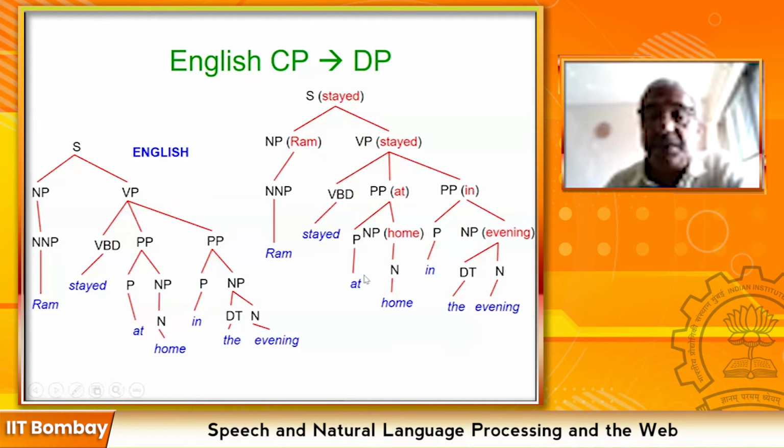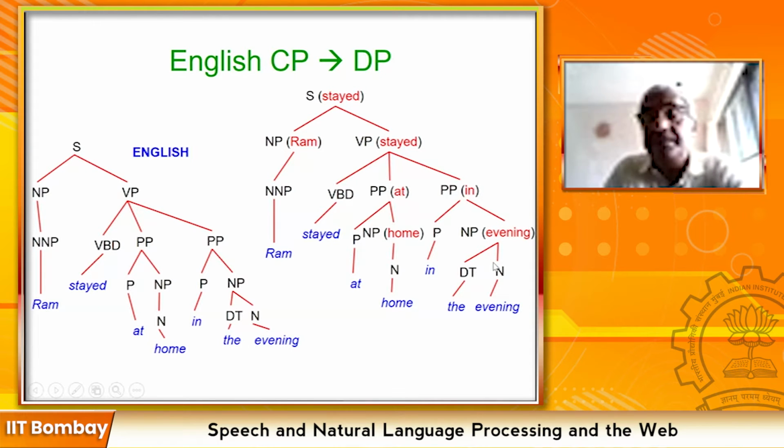We come to the preposition phrase at home. Here, for preposition phrase PP, P is the head, preposition is the head. So at is percolated up and it sits at PP. Similarly, home gets percolated up through N and sits at NP, home. In the evening, this is a preposition phrase. So in begins to travel up and sits at PP. The evening, evening is the head here, moves up and goes to the NP and sits at NP.